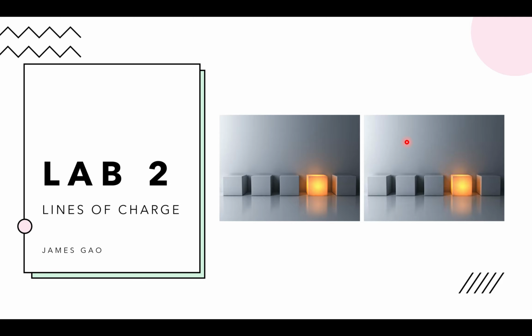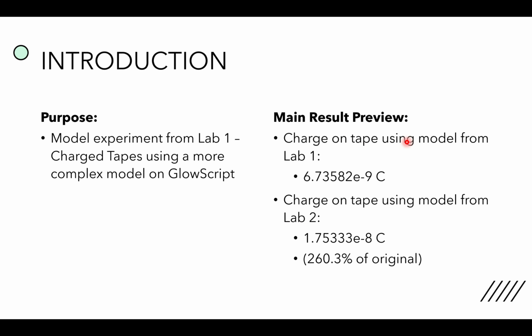Hi, my name is James Gao, and I'll be going over my Lab 2 on lines of charge. The purpose of this lab was basically an extension of Lab 1, but I had to use a more complex model in Glowscript. The main result that I got was a larger charge value in Lab 2 that was approximately 260% of the charge I got in Lab 1.